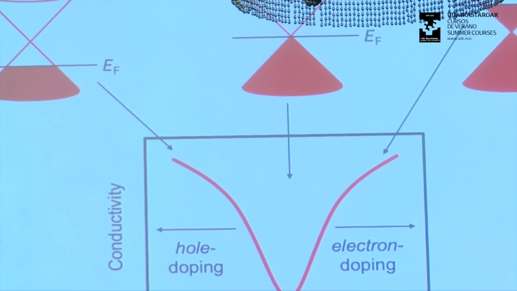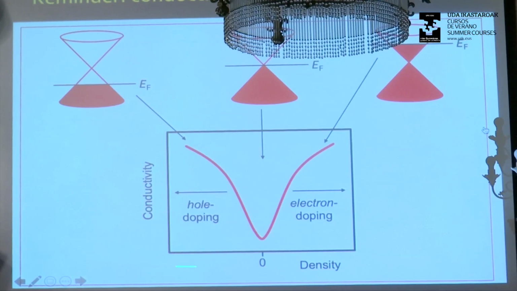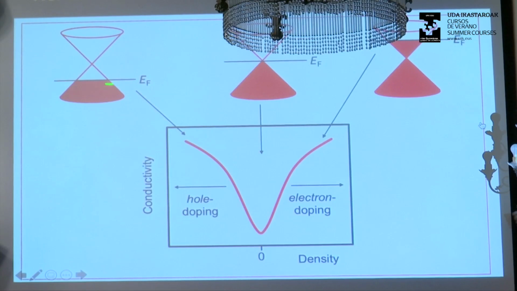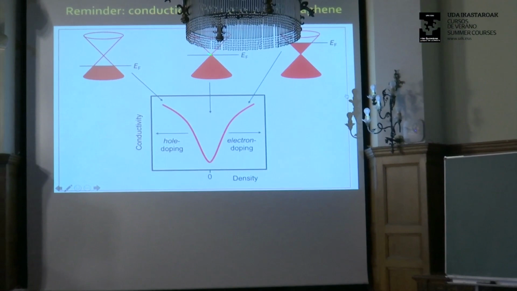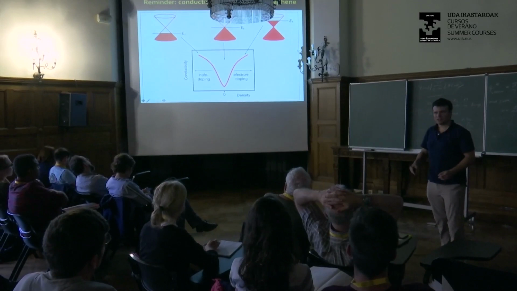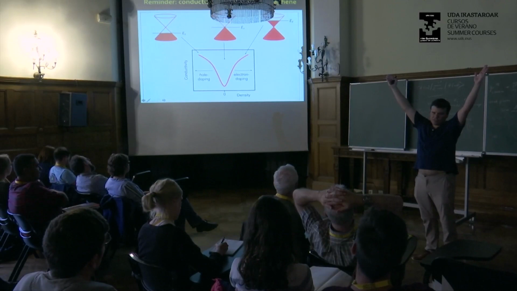So now, just a reminder, if you have just monolayer graphene, the conductivity versus charge density has this V shape. If your Fermi energy is deep in the valence band, you have lots of holes, so you conduct very well. If your Fermi energy is deep in the conduction band, you have lots of electrons, so you conduct very well. If your Fermi energy is at the charge neutrality point or at the Dirac point, you have very few charge carriers, so you conduct very poorly. So if you measure graphene's conductivity versus gate voltage or versus density, you have this V-shaped behavior. This has been measured thousands of times by many people.